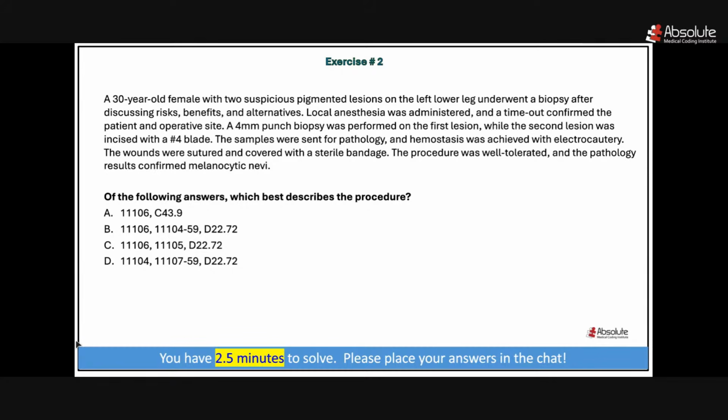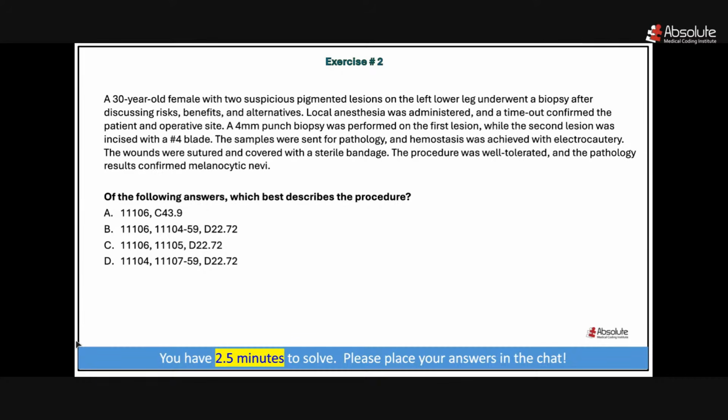A 30-year-old female with two suspicious pigmented lesions on the left lower leg underwent a biopsy after discussing risks, benefits, and alternatives. Local anesthesia was administered and a timeout confirmed the patient and operative site. A 4 mm punch biopsy was performed on the first lesion, while the second lesion was incised with a number 4 blade. The samples were sent to pathology and hemostasis was achieved with electrocautery. The wounds were sutured and covered with a sterile bandage. The procedure was well tolerated and the pathology result confirmed melanocytic nevi.